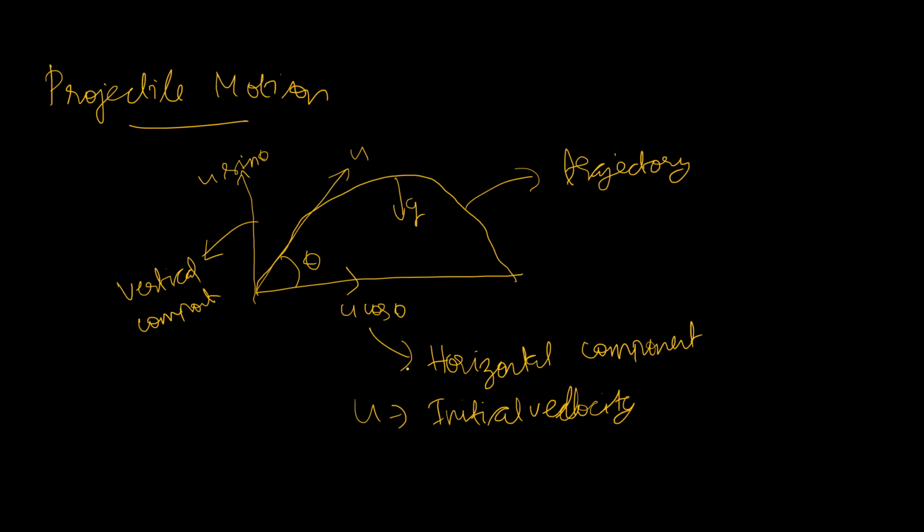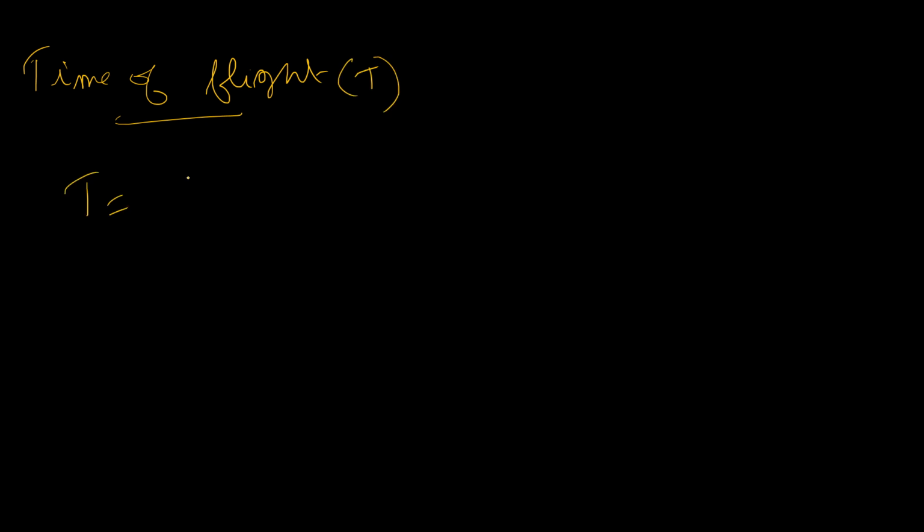The first one we need to learn is time of flight. I'll state a basic definition of time of flight. It is defined as the total time for which the projectile remains in air. It is denoted as T, and T is equal to 2u sine theta by g. This is time of flight.